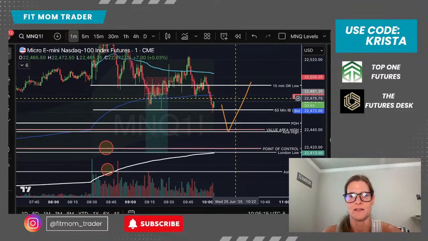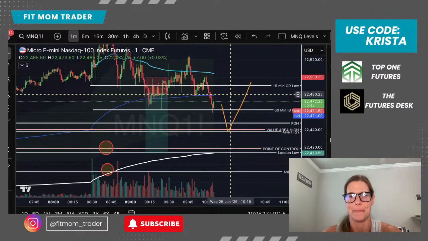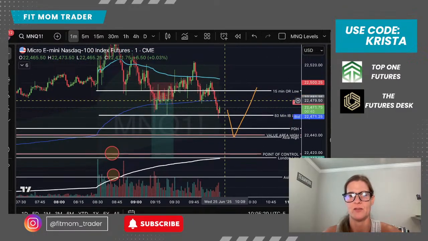So we are getting a small bounce off of this initial balance low, but also now below VWAP, so.